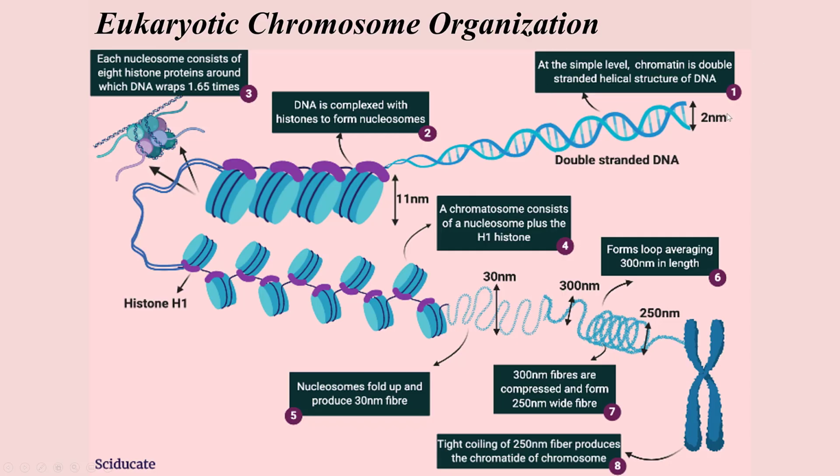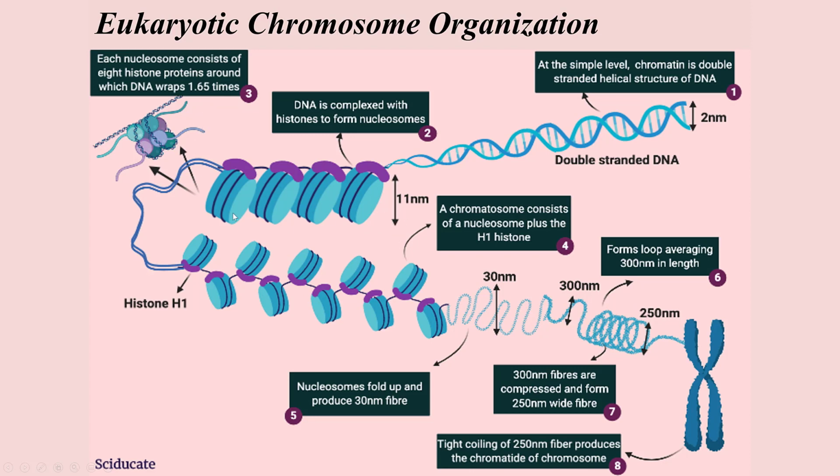At a very simple level, chromatin is a double-stranded DNA structure, and this DNA is typically coiled up to save space because there is so much to be stored in the nucleus. DNA strands are wrapped around proteins called histones, and these DNA-histone complexes are known as nucleosomes. Each nucleosome consists of 8 histone proteins around which DNA wraps 1.65 times. This structure is 11 nanometers in width.